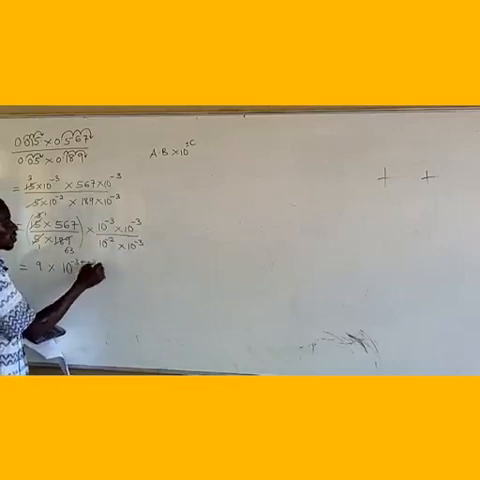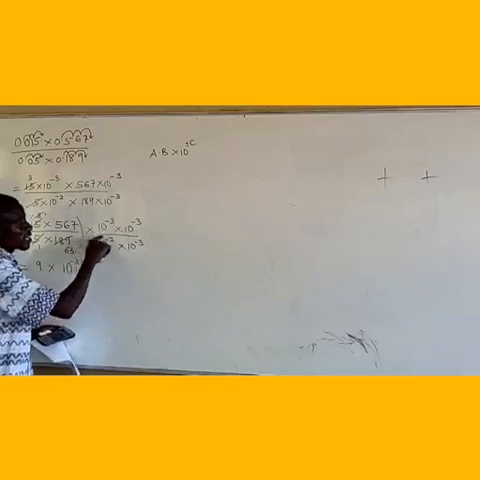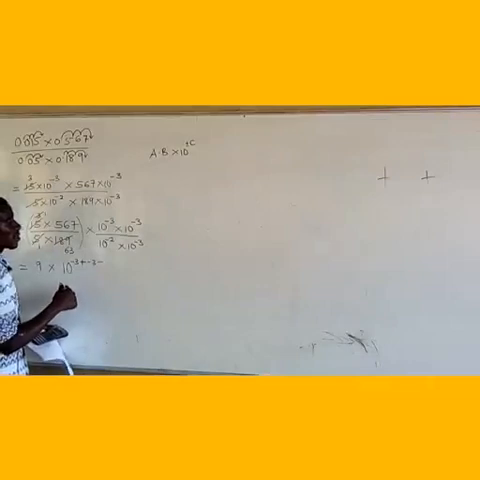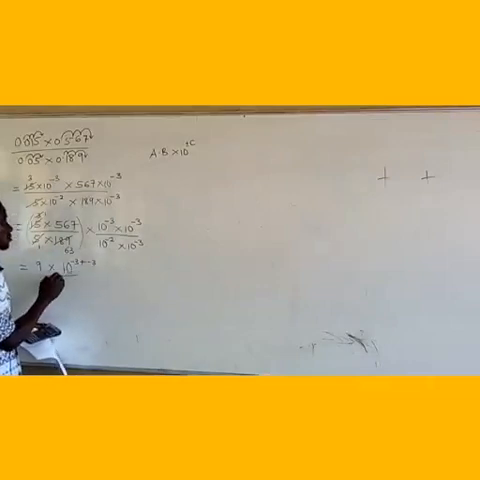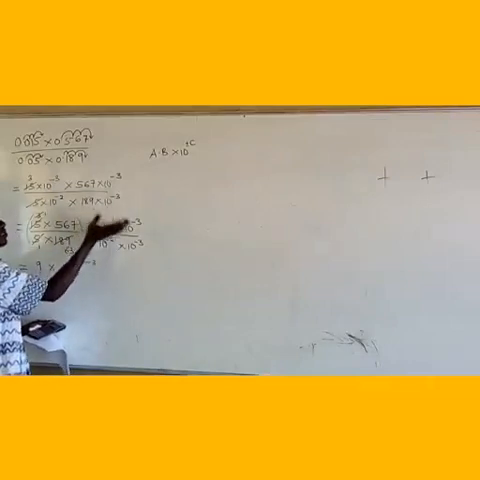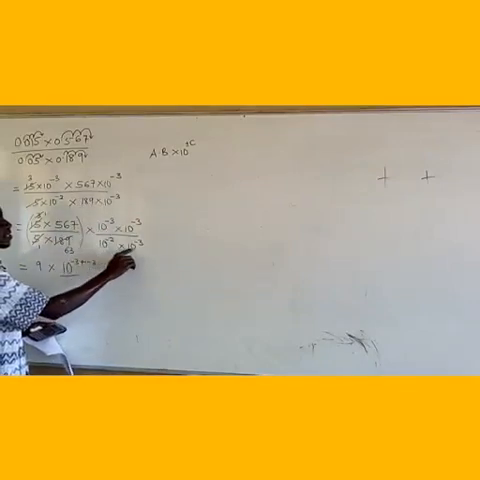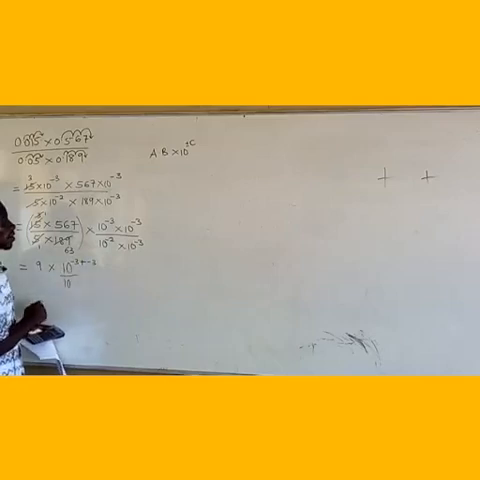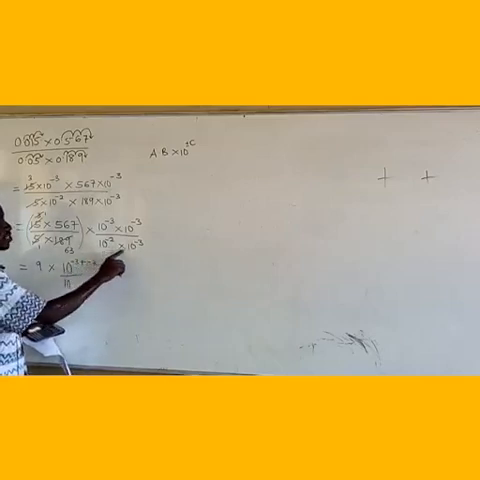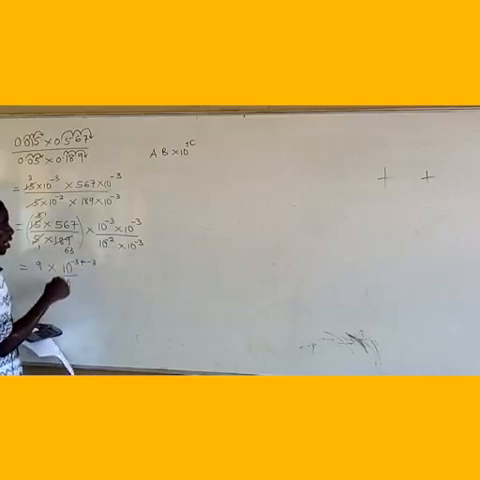So it will be minus. If the sign is division, you subtract. Or you can do it like this: you can separate it into the numerator part and then the denominator part. The bases here are also the same, and the sign between them is also multiplication, so we add the powers.